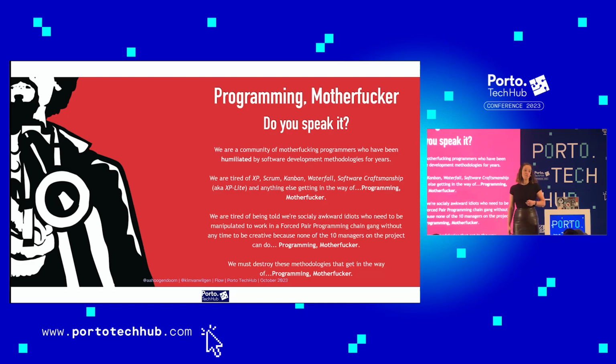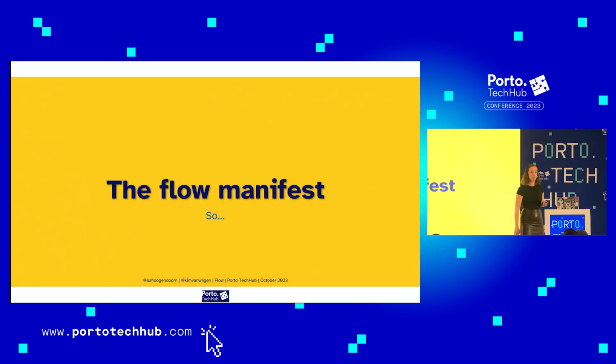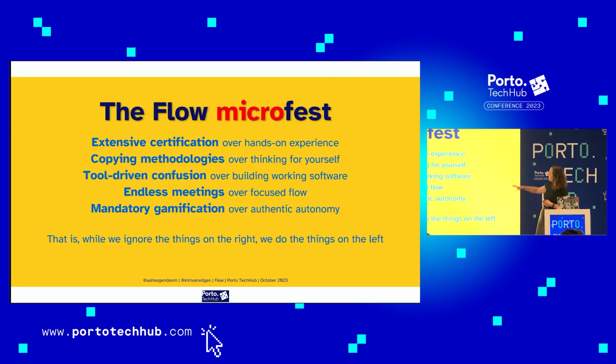The big question is, can we also talk about code, of course? So yes, we want the flow manifesto because that's super useful. We want extensive certification over hands-on experience, copying methodologies over thinking for yourself. We want tool-driven confusion over building working software, endless meetings over focused flow, and of course we want mandatory gamification over authentic autonomy. And that is, while we ignore the things on the right, we just do the things on the left. So just be clear about that, right? And to add a little popularity to it, we just call it a manifesto. It's so short anyway, right?